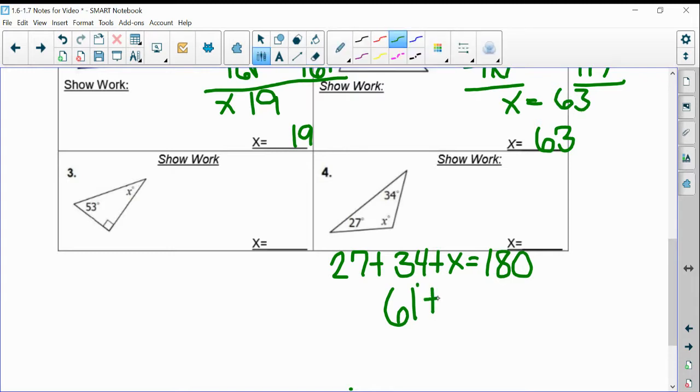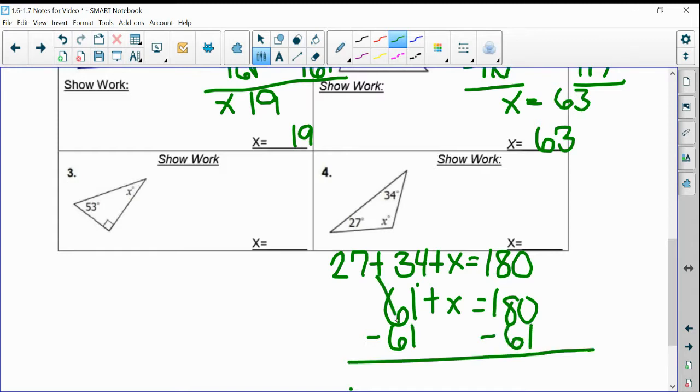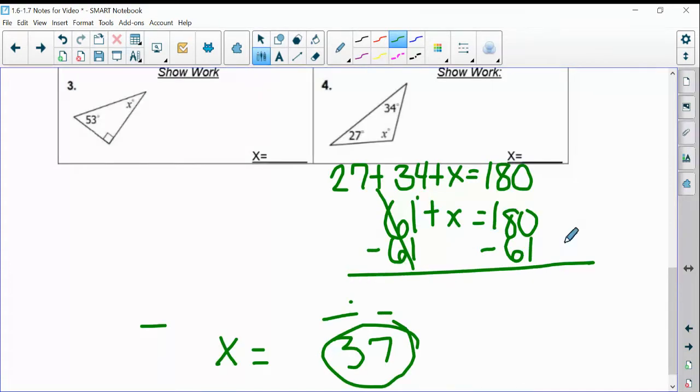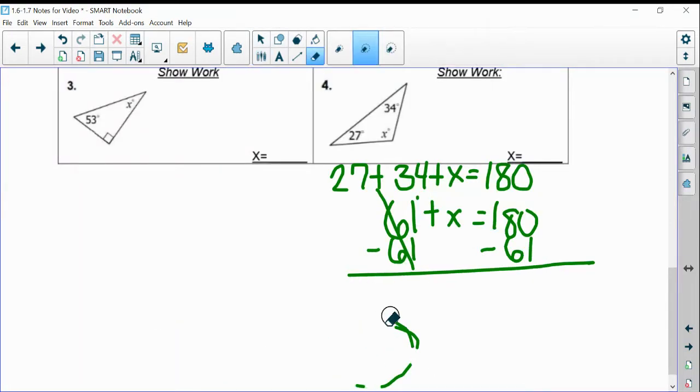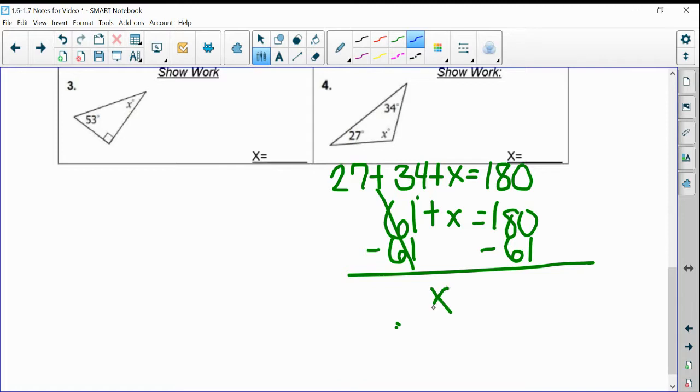All right, so 61 plus x equals 180. So minus 61, cancel. And you should, and this is part of 3. I erased the rest of it, and it didn't go. So that cancels, and then you would be left with x is equal to 119.